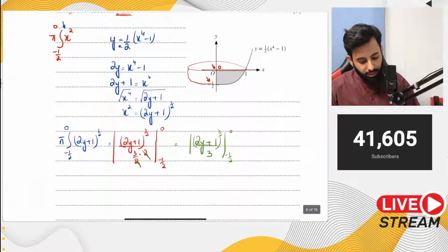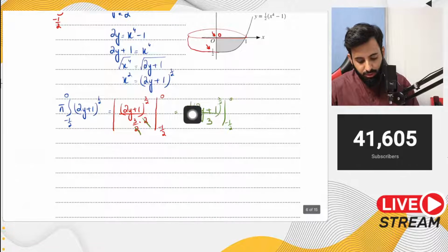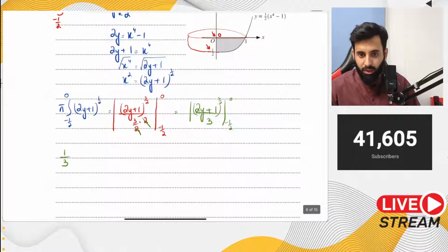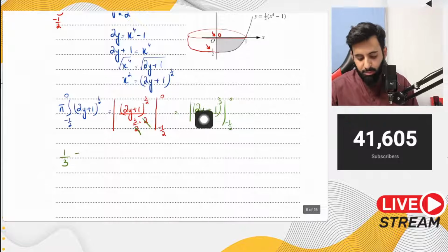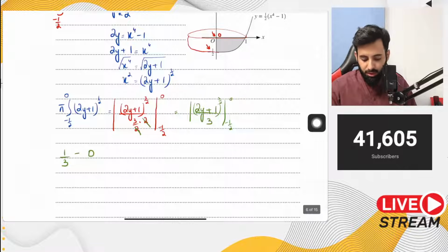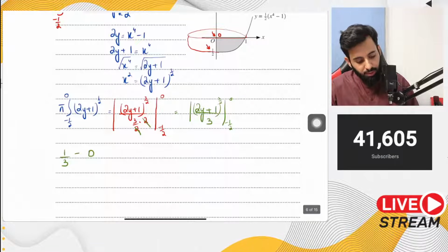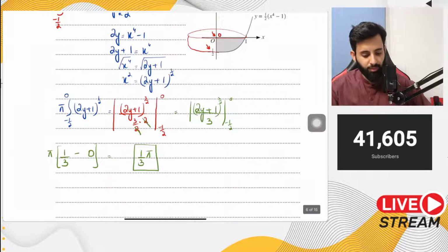Now let's plug in 0. 2 into 0 is 0, 0 plus 1 is 1. Above 1, if you put it to any power, it's going to remain 1. So you have 1 upon 3. Now let's plug in minus half. 2 into minus half is minus 1, minus 1 plus 1 is 0, so 0 upon 3 becomes 0. So this is what you have: 1 upon 3 minus 0. And then don't forget that all of this is getting multiplied by pi. So the final volume that we are able to obtain is 1 upon 3 pi. And there you go. That's your answer.